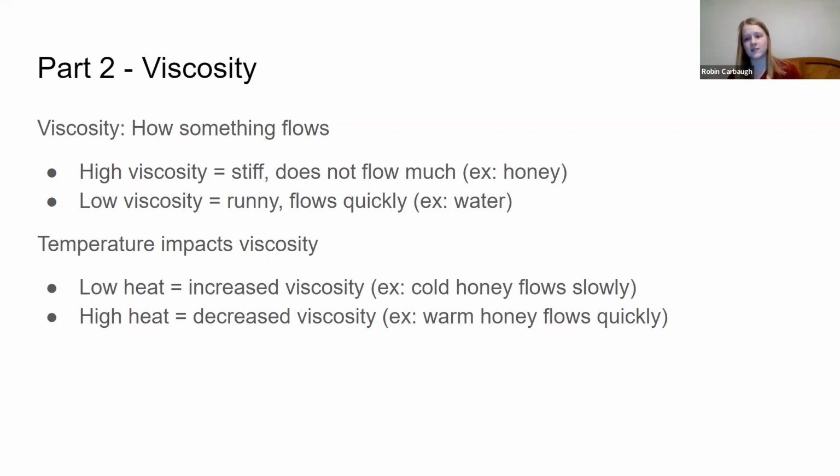And then temperature will impact viscosity. So if we were to heat, say, like honey up, or I'll start with cold temperatures. If we were to freeze honey, that would increase its viscosity because the honey would flow really slowly. But if we were to heat honey up, that would decrease the viscosity because now it could flow really quickly. So because there's this heat element to it, this is really important when looking at lavas, whether we're looking at a hot lava or a cold lava. And I know it's a little weird to think of lava as cold, but it can be cold when comparing it to other types of lavas.